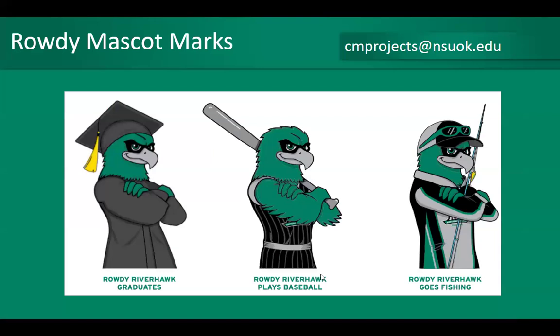If you want to have the Rowdy mascot in a different outfit or a different pose, you will need to send your request up here to CM Projects at nsuok.edu. Here are 3 that have been used recently: the graduate, the baseball player, and Rowdy Goes Fishing.